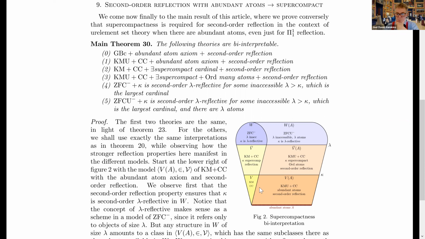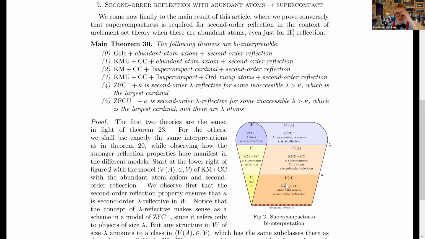So if you have this model with abundant atoms, so that it's very wide in comparison with this height kappa, then if you do the unrolling, you get this model W of ZFC minus, where kappa becomes inaccessible and lambda, the order type of the elements, becomes also inaccessible. But then the second order reflection principle is going to give us that kappa is supercompact in this model up to lambda.